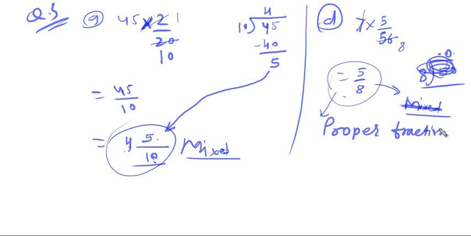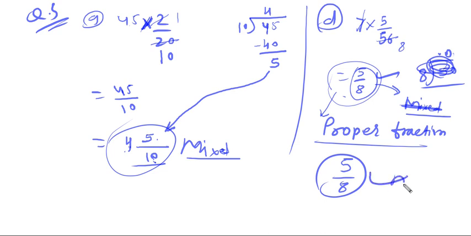This is our proper fraction. So we cannot convert this proper fraction into a mixed fraction, right? So your answer will be the same, like this. 5 by 8 will be your answer here. And the other questions, B and C, you can solve in this way, right? This one is the different one. That's why I have solved it here.